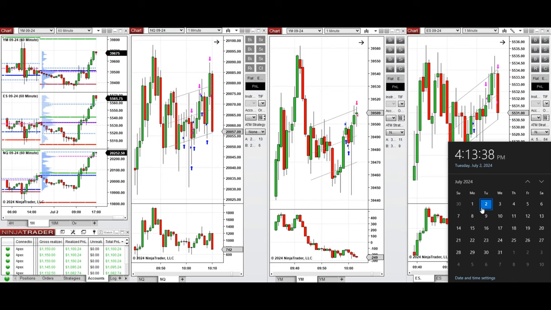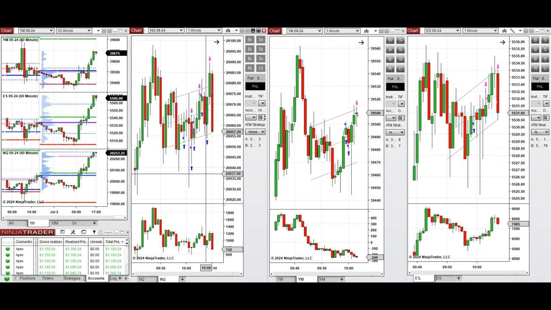Hello everyone, I'd like to share with you the trades that I have taken today on Tuesday, 2nd of July 2024. These trades were taken on Nasdaq, Dow Jones and S&P 500 futures.